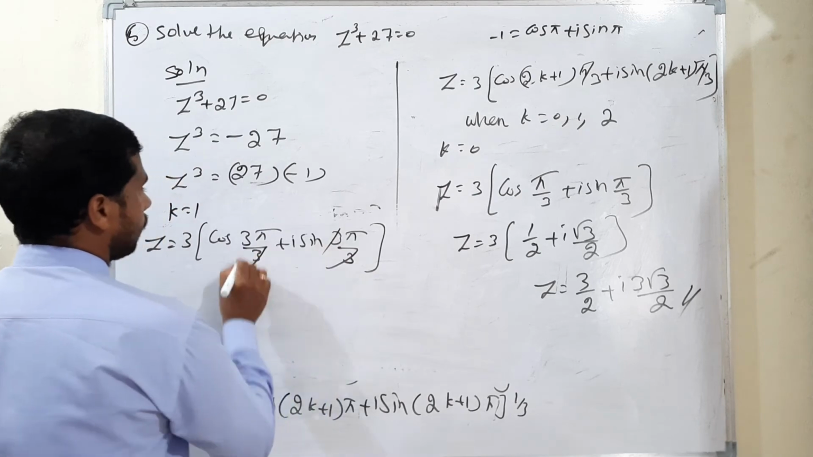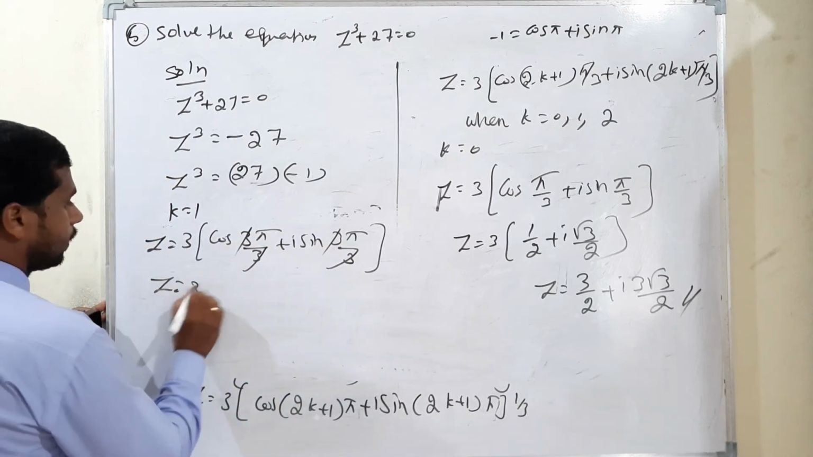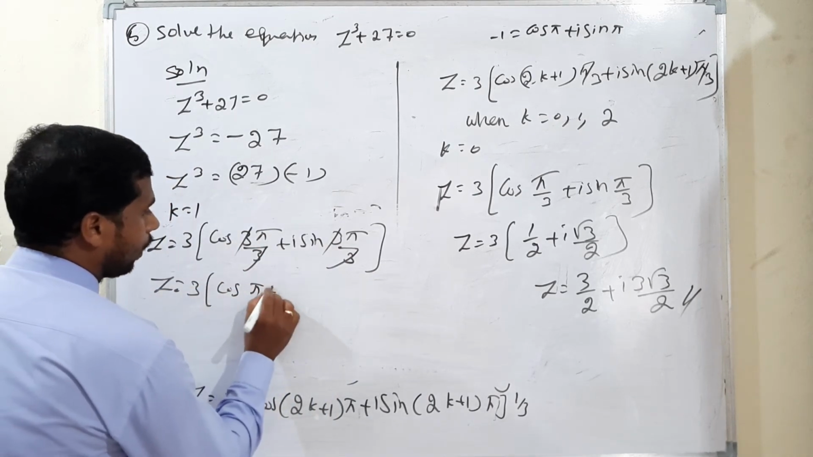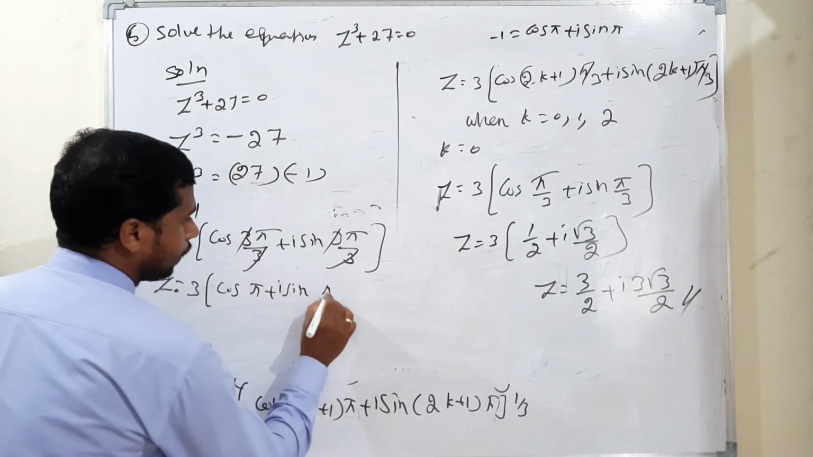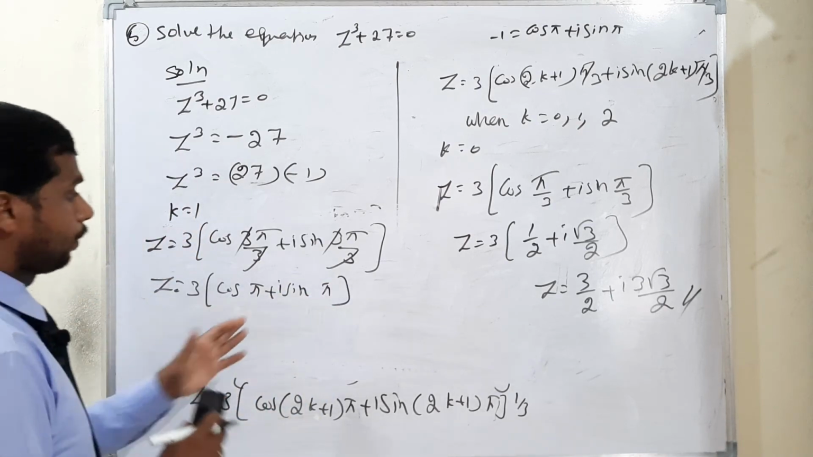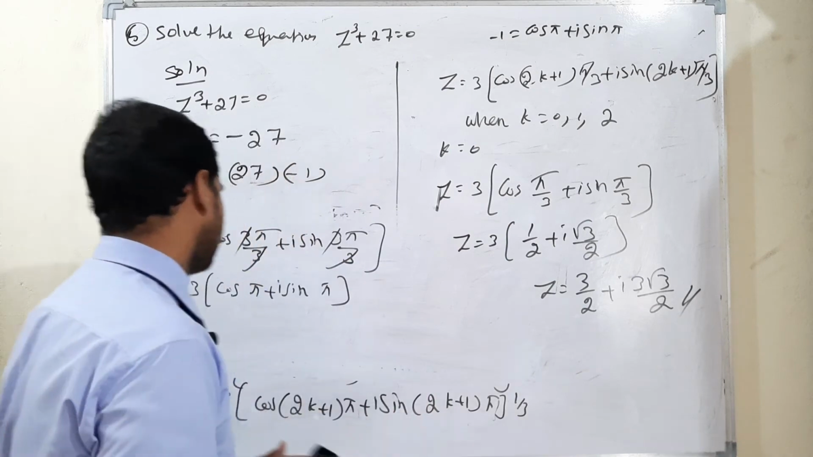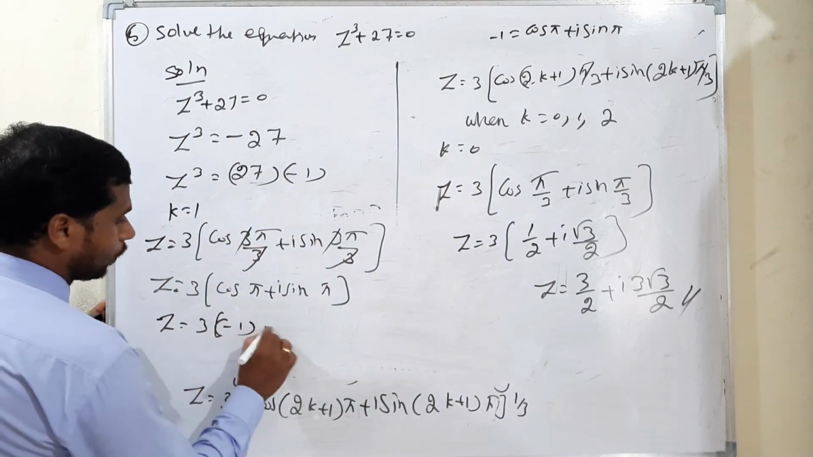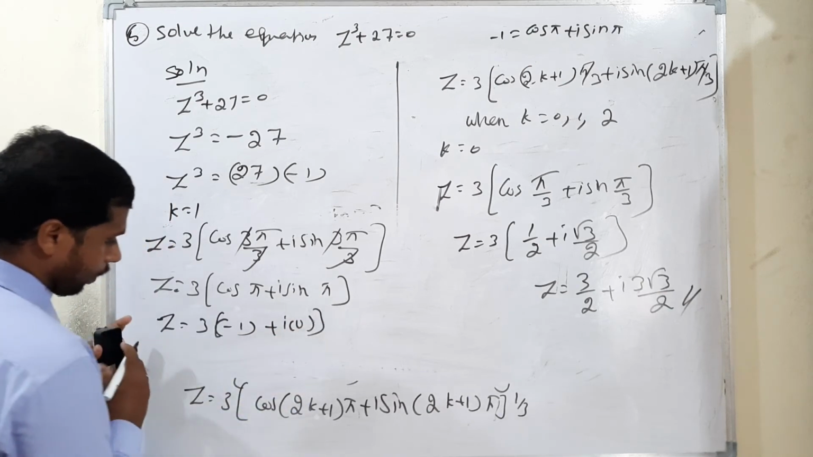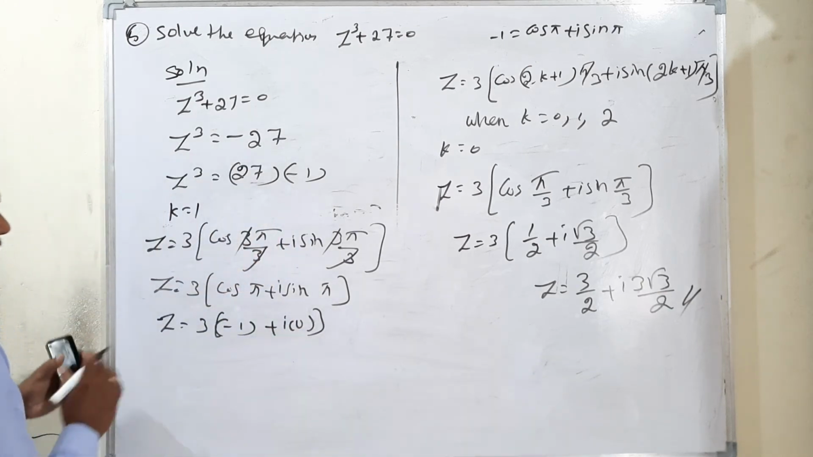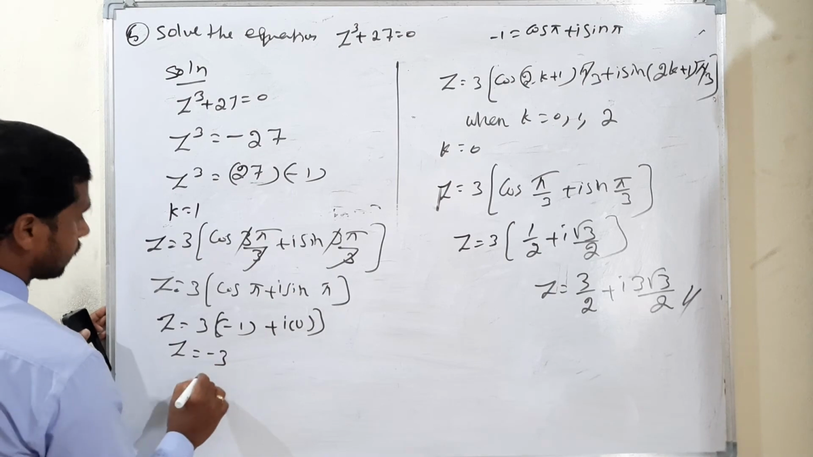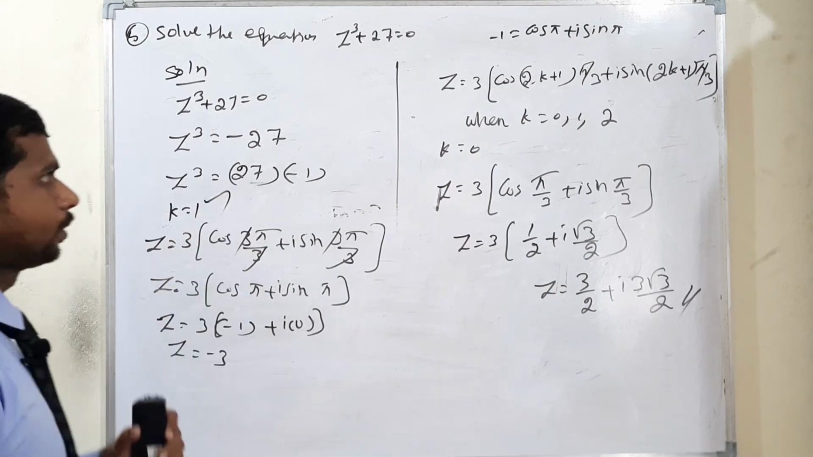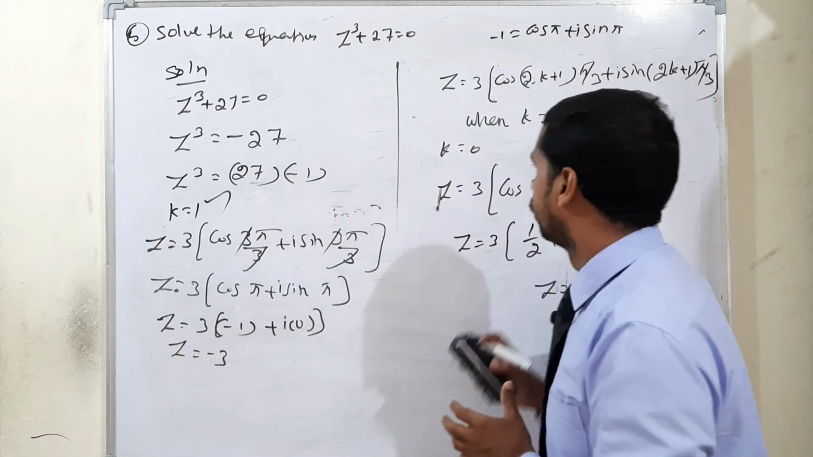So 3 and 3 cancel, here also 3 and 3 cancel. Then z is equal to 3 into cos pi plus i sin pi. So cos pi, sin pi, we have already taken; the value of cos pi will be minus 1, sin pi value will be 0. Therefore each and every time into 3, z is equal to minus 3 when k is equal to 1. I am moving to when k is equal to 2.